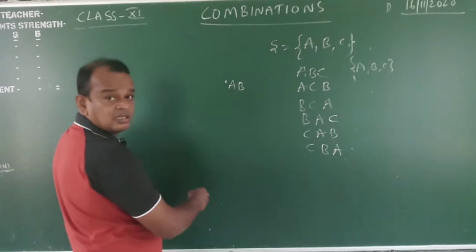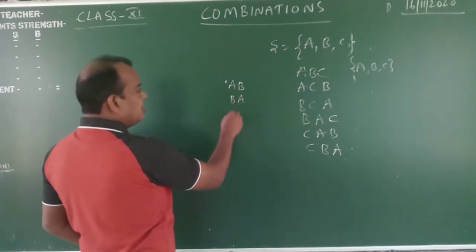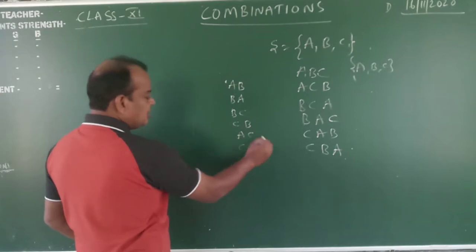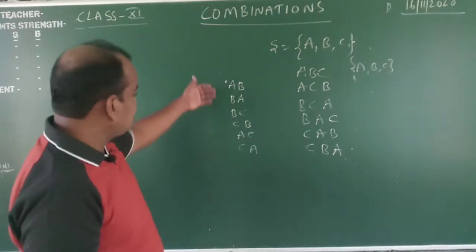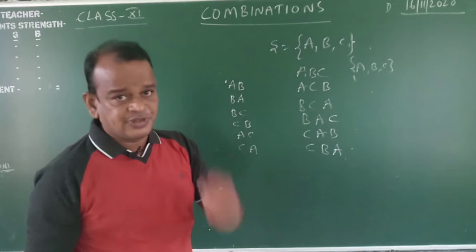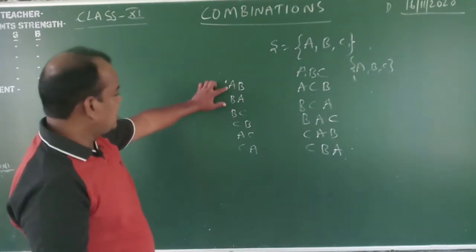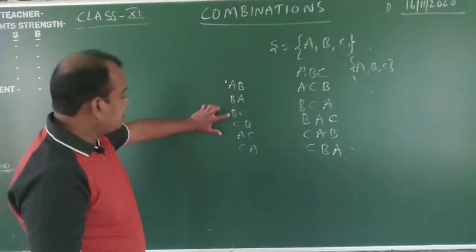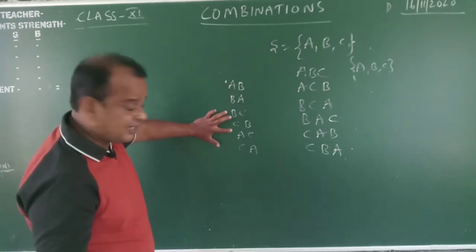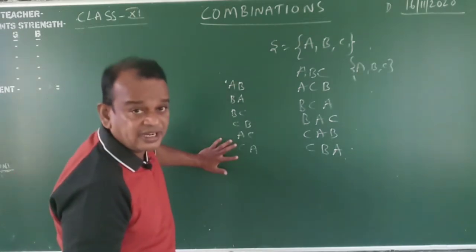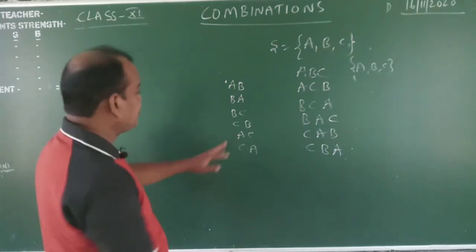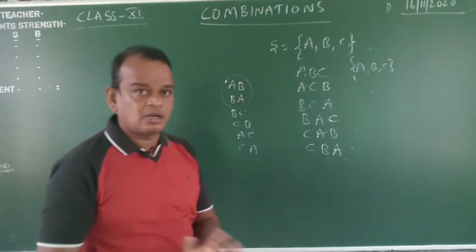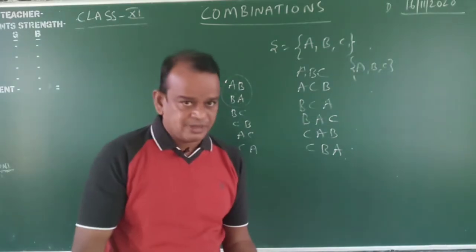AB, BA, BC, CB. Next AC, CA. Selection means we select only 2 elements and arrange. AB and BA are two different arrangements. BC and CB are two different arrangements. AC and CA are two different arrangements. What about the selection? These are the same. You select A and B or B and A; Raju, Ramu or Ramu, Raju, whatever it may be.